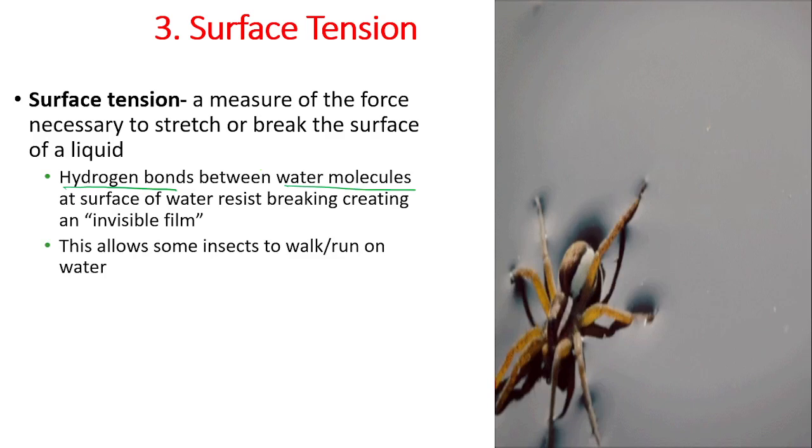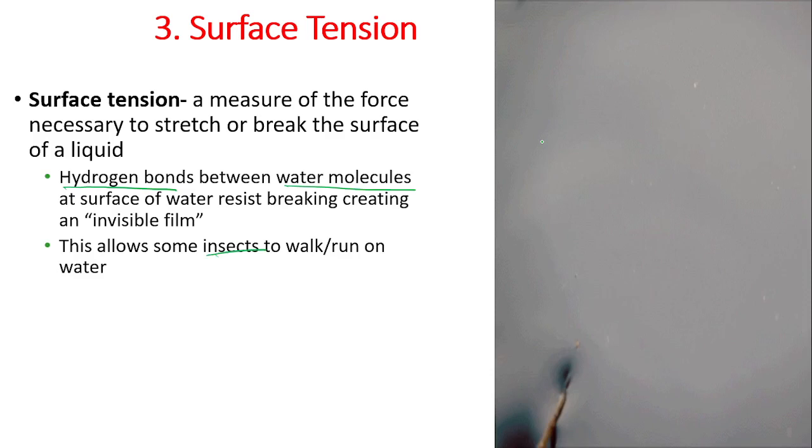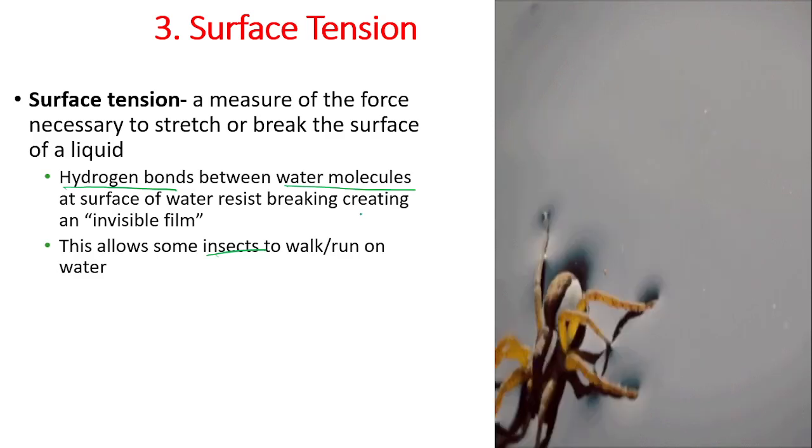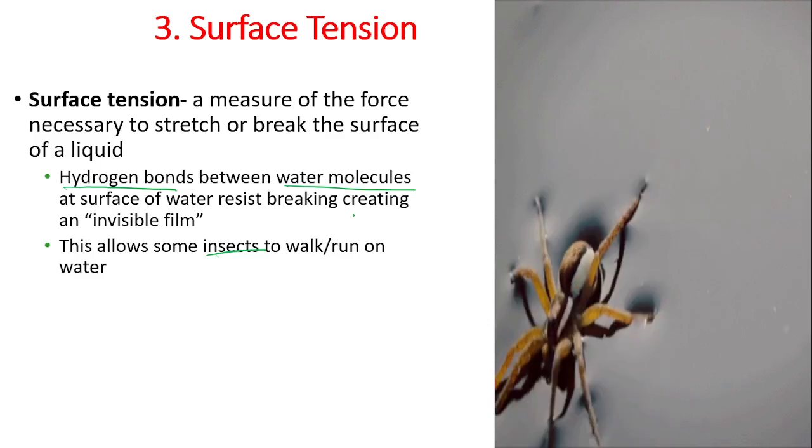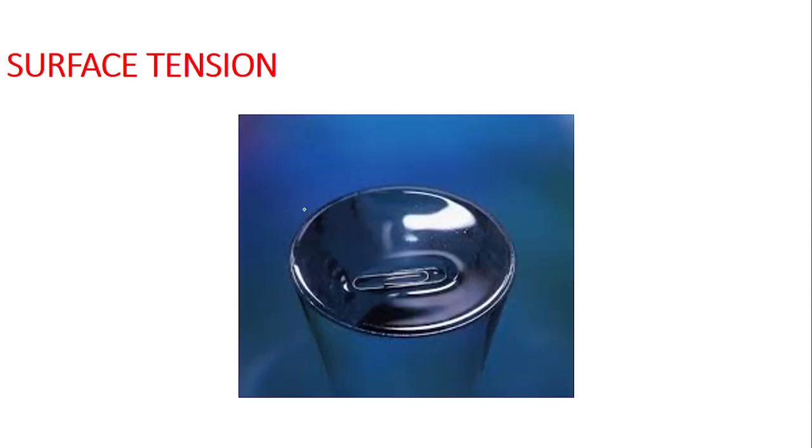So this normally allows insects to walk on water. Even a pin is able to float on water. Why? Because of the surface tension. But this hydrogen bond can be broken. When they are broken, something can sink in it, and you can easily use detergent like soap, which can easily break the hydrogen bond. In this particular part, you can see the pin which is floating. The pin is simply floating on water, all because of the hydrogen bond and the surface tension which exists in water.